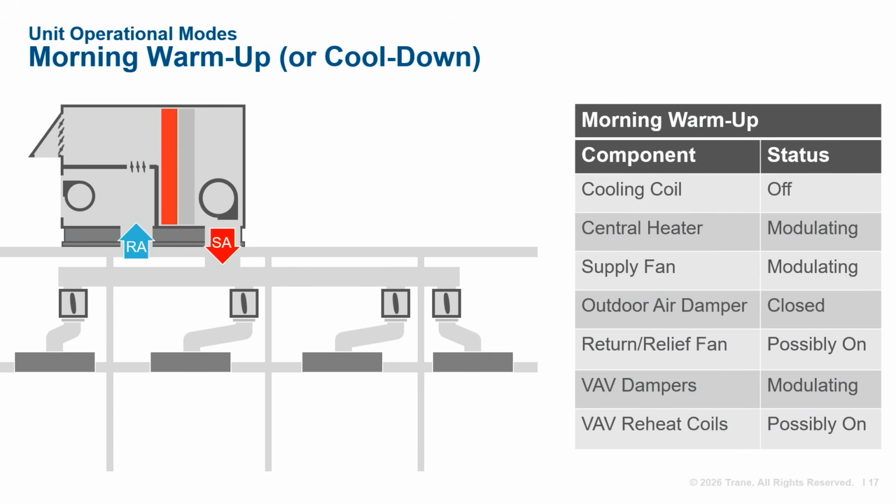Now here's a morning warm-up scenario. The heaters in the VAV boxes may be used, or like in this example, the central unit's modulating heater is on. The outer air damper is closed. No ventilation is needed because the zones are still unoccupied. With a modulating heater, the supply fan operates to maintain the duct static pressure set point. If there's a return fan, it may be on, but relief fan operation is not needed. When zones reach their set point, the VAV dampers will close.